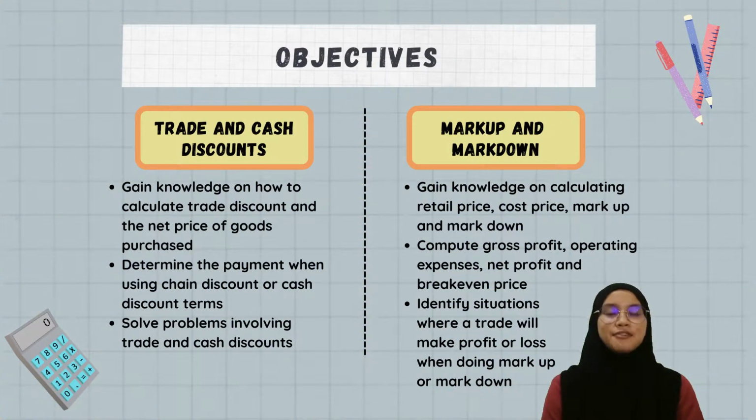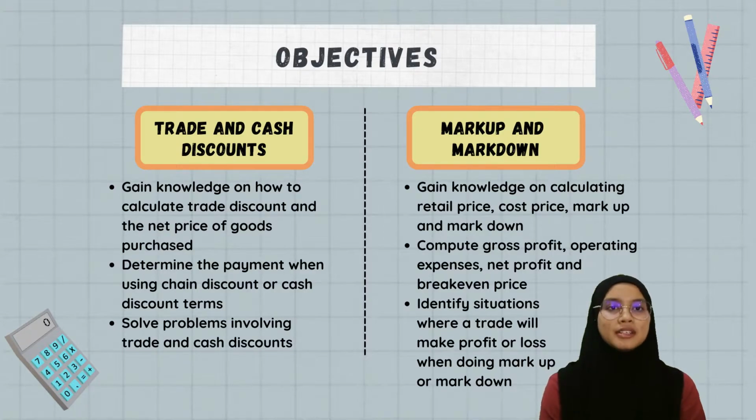Secondly, the objective of the study. Trade and cash discount consists of 3 objectives, while markup and markdown also consist of 3 objectives. The first objective of trade and cash discount is to gain knowledge on how to calculate trade discount and the net price of goods purchased. The second, determine the payment when using chain discount or cash discount items, and the third objective is to solve problems involving trade and cash discount.